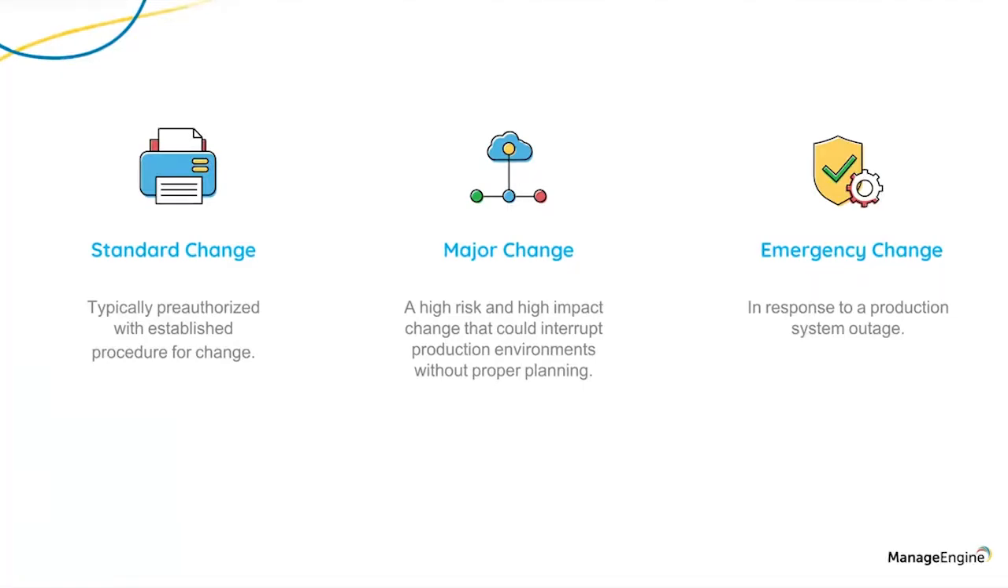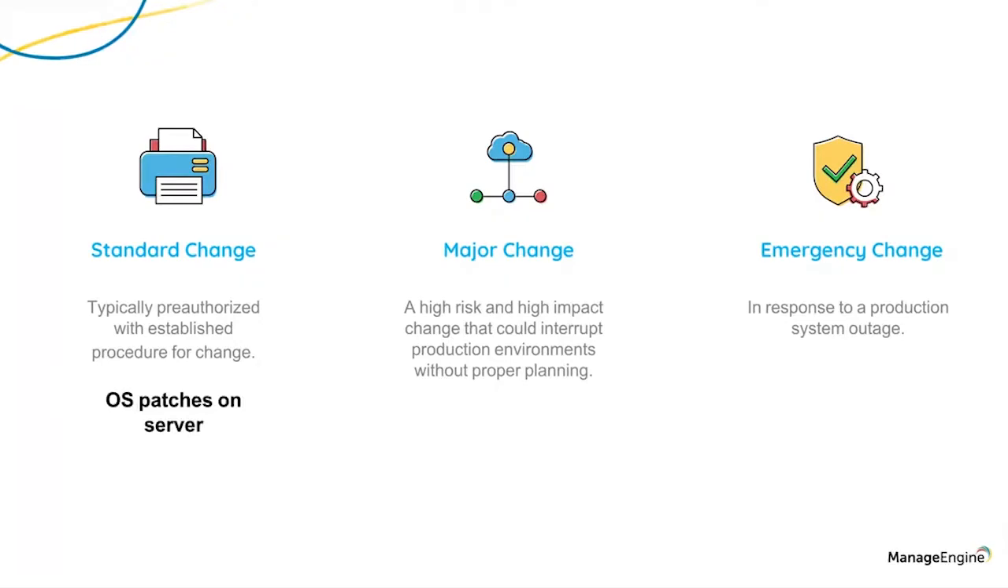So we have various types of changes. The three most well-known changes are standard change, major change, and emergency change. So standard change is typically pre-authorized and it happens on a routine basis. A good example would be updating OS patches on a server regularly.